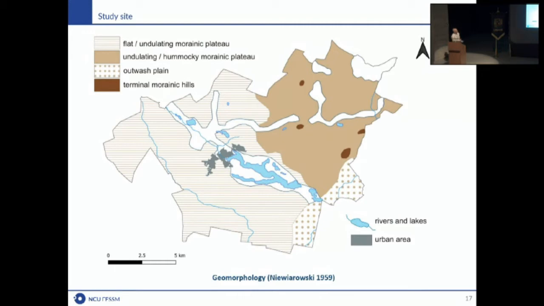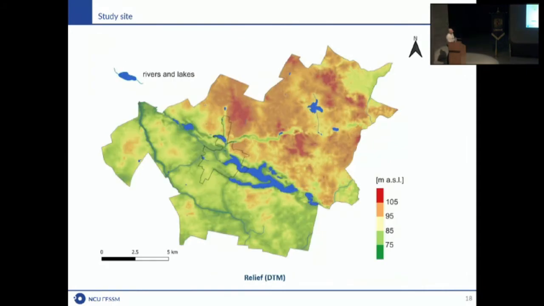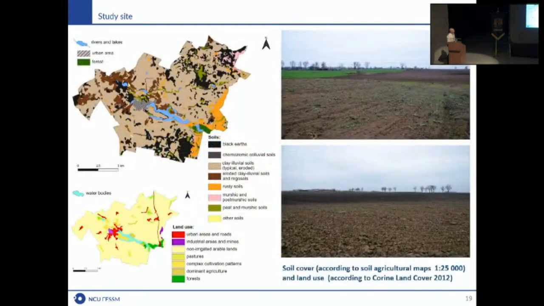In the central part of this area, we also have the subglacial or tunnel valley, which was developed under the glacier. You can see that the topography of this area is really, let's say, intensive. So it means that it's not flat. We have a lot of hills, a lot of depressions, a lot of slopes here. So it's very good to have studies about soil erosion in such areas.